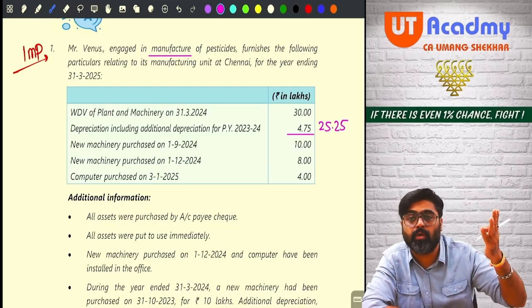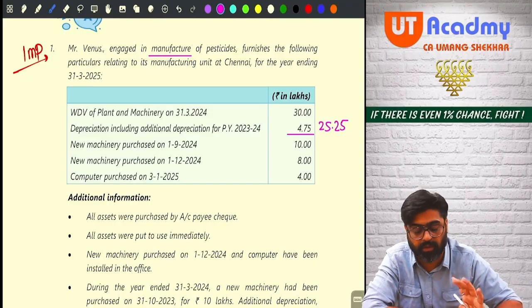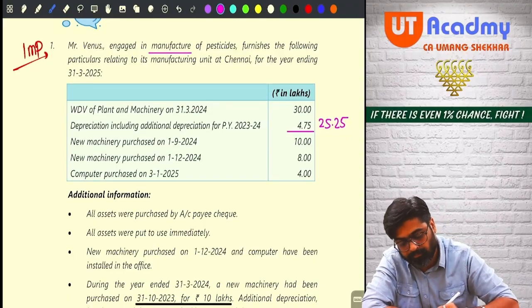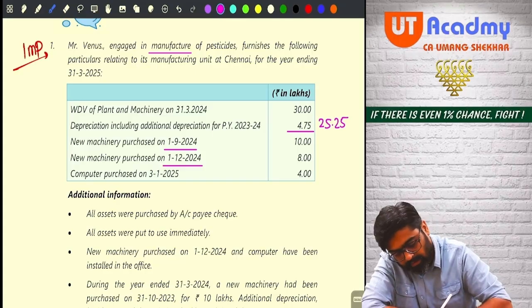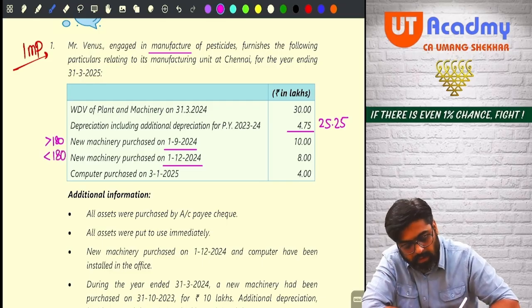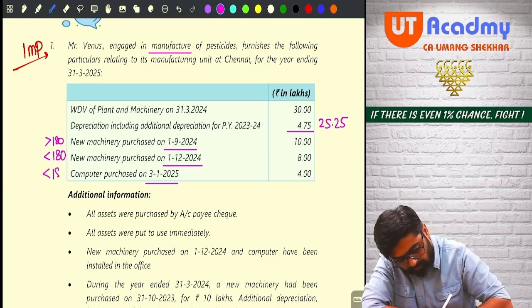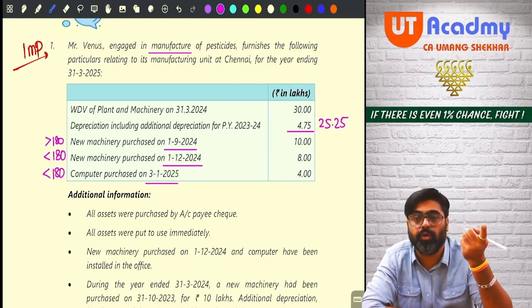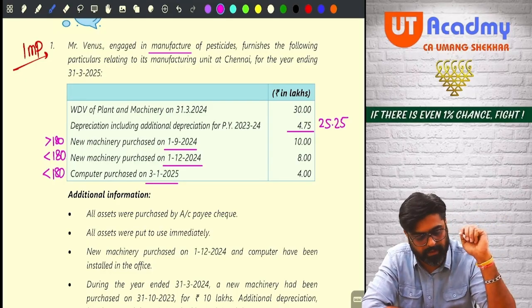This is the closing WDV after depreciation for the last year, and it will become opening in this year for plant and machinery. Yes or no? Now, in that same block, two new plant and machineries are acquired. One before my birthday and one after my birthday. This is greater than 180 and this is less than 180. Computer purchased after my birthday, less than 180. But for this, a new block will be created. There is no opening, but the new block will be created.